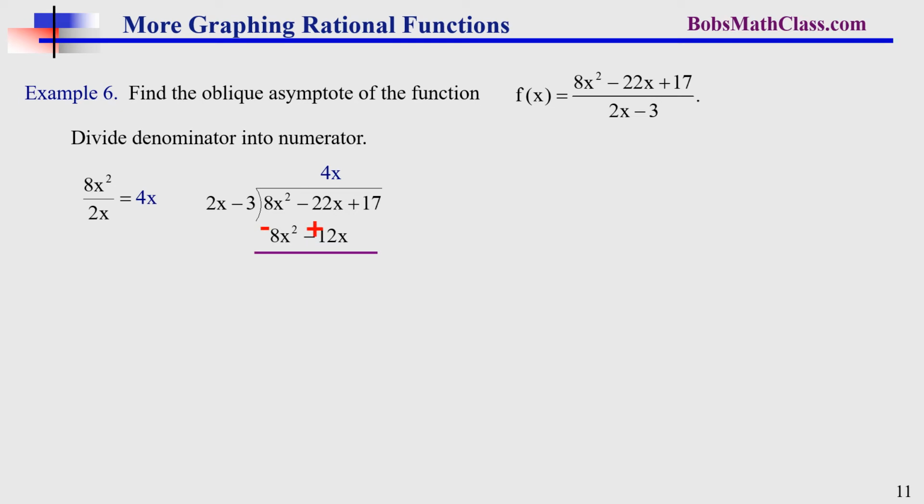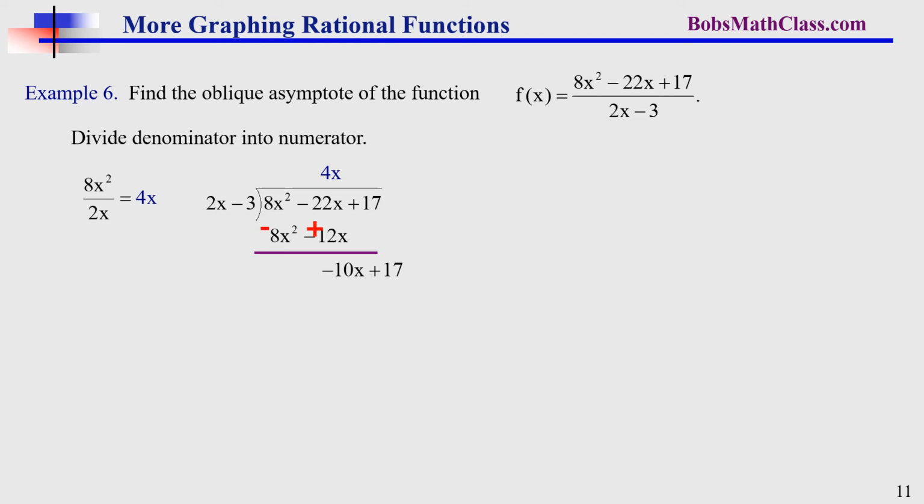Okay, now we subtract. So you're going to draw a line and change the signs. That even rhymed. All right, so we drew a line. The 8x squared is now negative. The negative 12x is now positive. The first column, the 8x squared, will cancel. The second column, negative 22x and positive 12x, that gives us a negative 10x. And then bring down the next term.